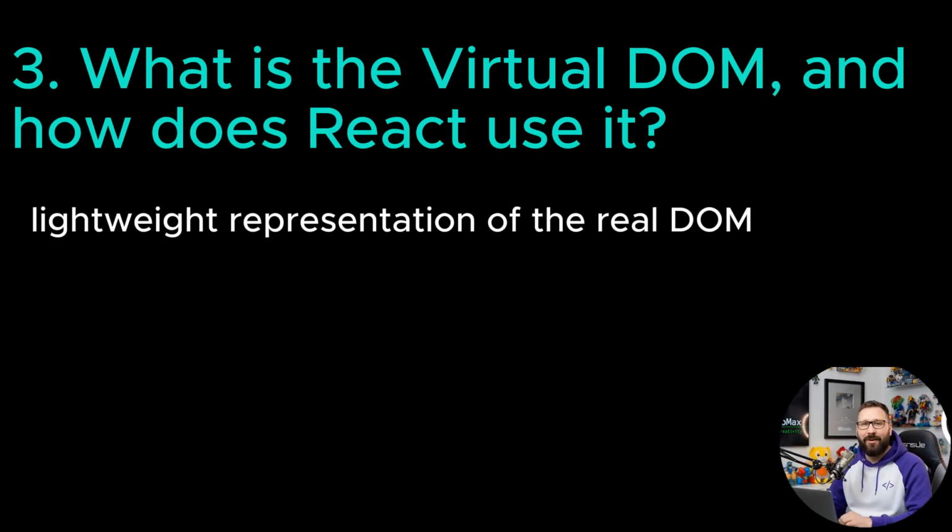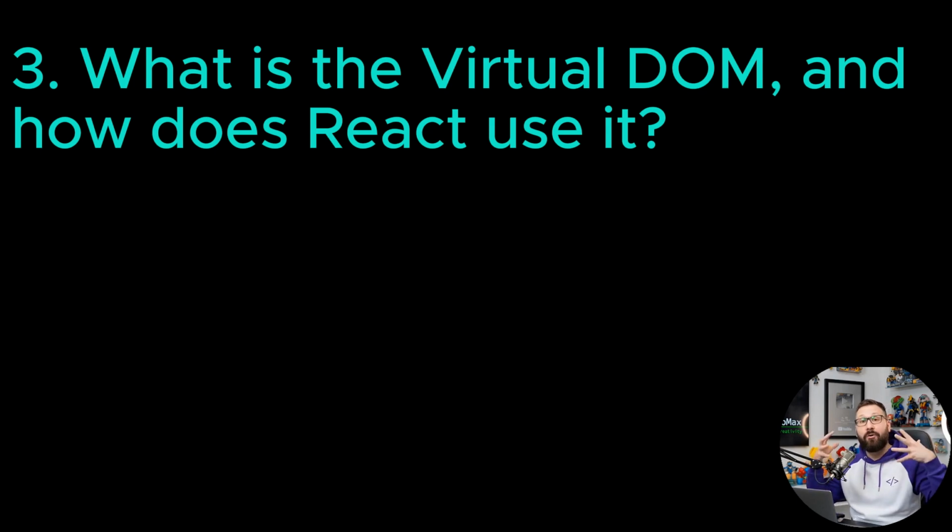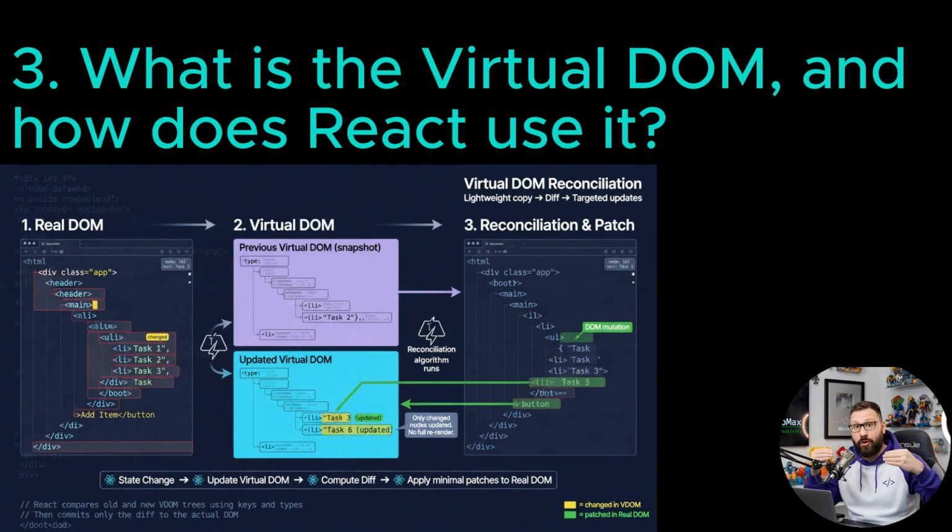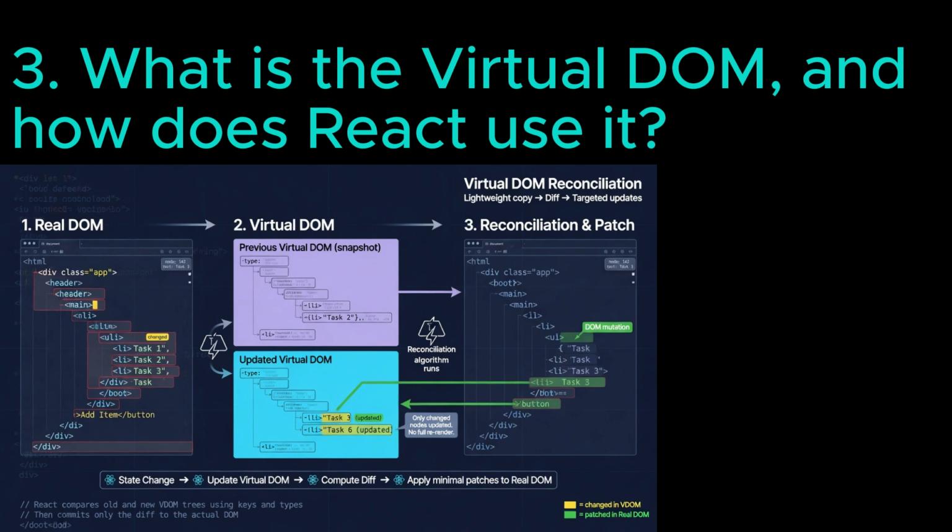What is the virtual DOM and how does React use it? The virtual DOM is a lightweight representation of the real DOM. If there is any change, it updates the virtual DOM, compares it with the previous version, and then updates only the changed parts in the real DOM. This process is called reconciliation. This part is handled by React's core algorithm. In 2017, they introduced Fiber, which is a reconciliation engine that makes rendering more flexible and efficient.